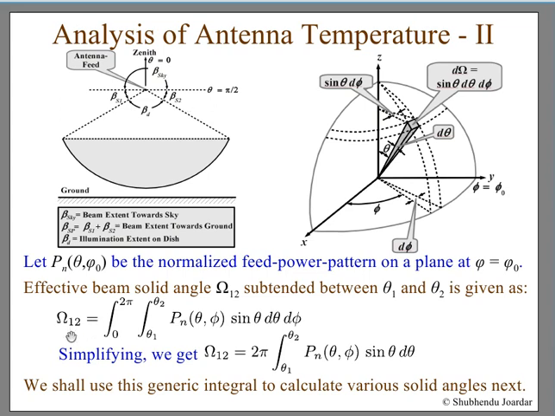So to calculate it between 1 and 2, omega 1 2, you integrate phi from 0 to 2 pi, with the normalized antenna pattern and then sin theta d theta, and you integrate between theta 1 and theta 2. Simplifying, since 0 to 2 pi gives 2 pi, this is what you will get. We shall use this generic integral to calculate the various solid angles next. This is how I have simplified the mathematics here, but we are considering it more of an ideal kind.